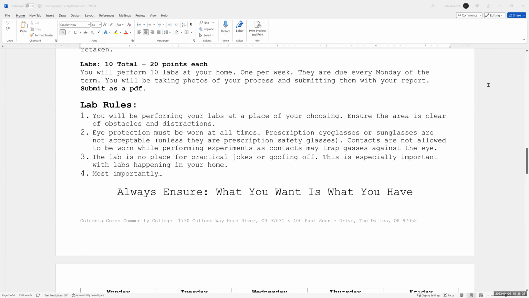All right, so we got some rules. When you're performing labs, make sure you pick a good place that's clear of obstacles and distractions. Don't have it in the middle of your living room, especially if you have carpet, that's not going to work. You need to be wearing eye protection at all times.